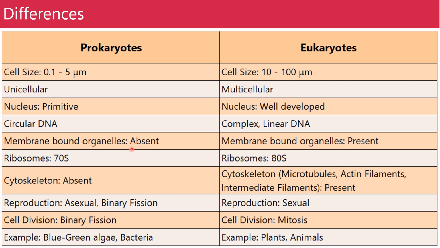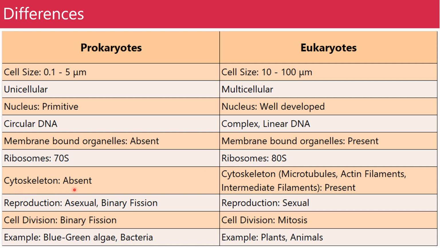Membrane-bound organelles. In prokaryotes, membrane-bound organelles are absent, whereas in eukaryotes, membrane-bound organelles are present. For example, Golgi apparatus, mitochondria, endoplasmic reticulum, lysosomes, peroxisomes. Ribosome size. Both prokaryotic and eukaryotic cells contain many ribosomes. However, the ribosomes of prokaryotic cells are smaller in size, that is 70S, compared to the ribosomes of eukaryotic cells, that is 80S.